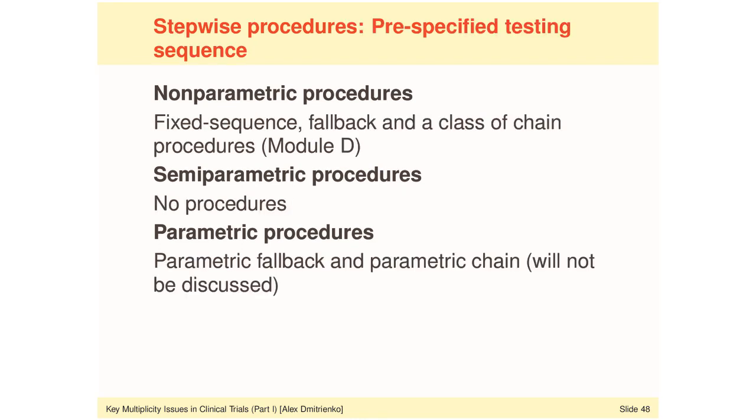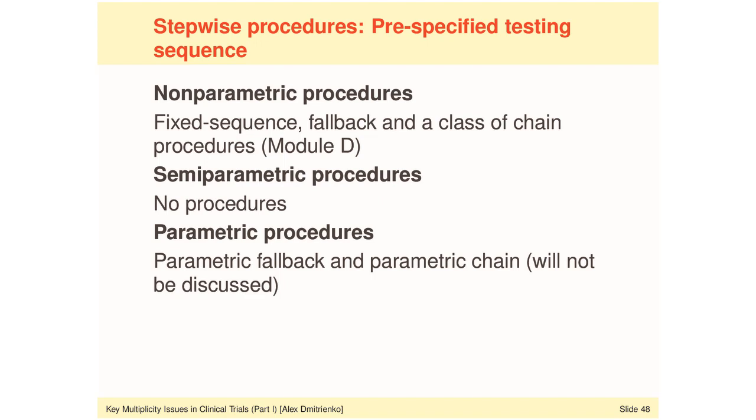This slide takes a closer look at stepwise procedures that rely on a pre-specified hypothesis ordering. As before, we can talk about examples of nonparametric, semiparametric, and fully parametric procedures. Beginning with the first class, examples include the fixed-sequence, fallback, and a class of chain procedures that will be introduced in Module D. There are really no examples of semiparametric procedures that rely on a pre-specified hypothesis ordering.